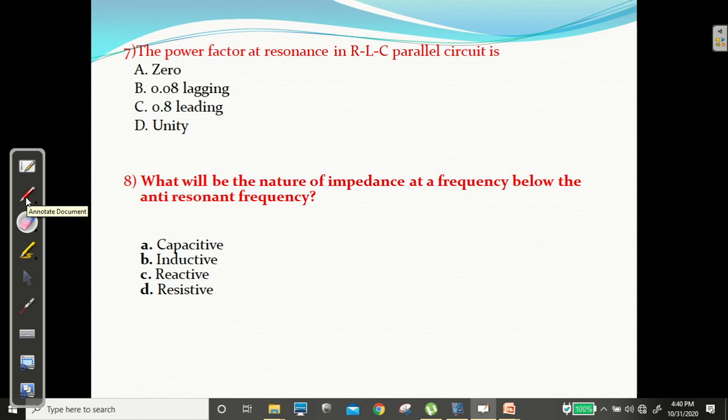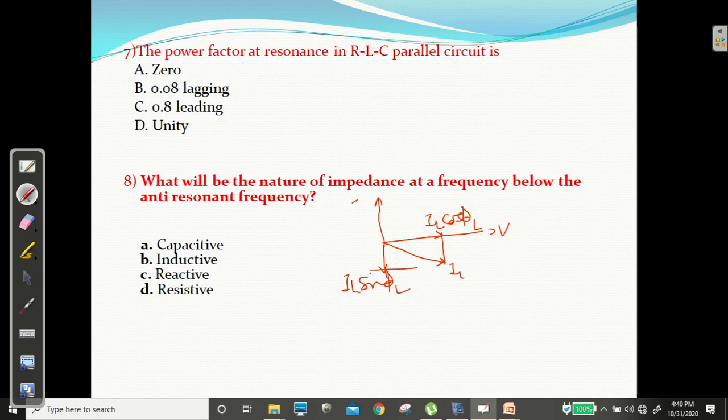Next, is it clear how this will be inductive? Is it clear? Because we know the particular frequency. Sorry, if you want you can clear it. That is V, that is I, that is IL cos phi L. This is IL sin phi L, or this is IC.